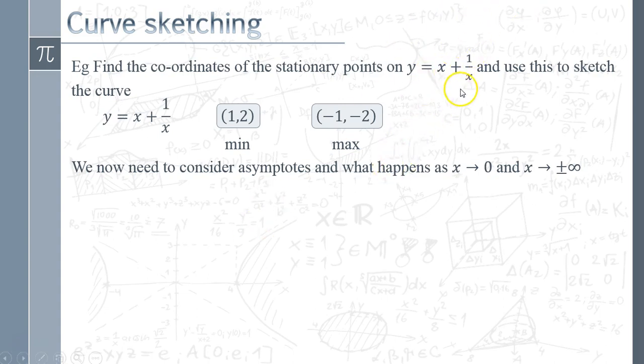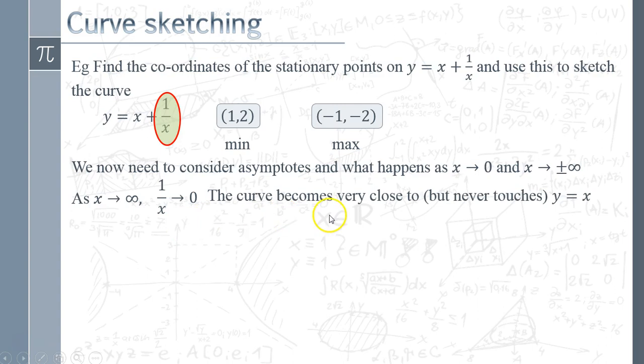If we just ignore this bit for a second, we've got effectively y equals x plus whatever we're getting from here. So if we consider x tending to infinity, what's going to happen to that bit? We've got 1 over a massive number, which is going to be very, very small. So essentially 1 over x will tend to 0. So the curve comes very close to y equals x. Because this thing here is very, very small, but it's always going to be just a little bit bigger than y equals x. It's never actually going to touch y equals x, it's going to be slightly bigger than it as x becomes massive. And as x tends to negative infinity, exactly the same thing happens.